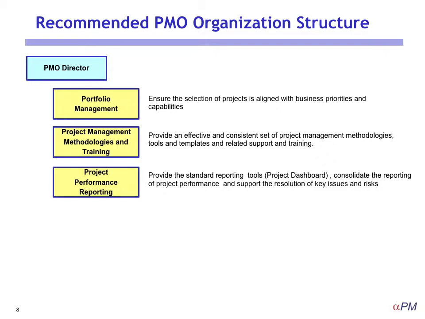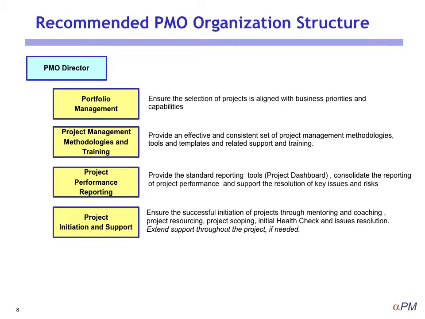and risks. So the PMO is not just going to be reporting on projects, but where there are issues, they're going to play a major role in helping to resolve those issues and risks. The fourth of the roles of the PMO is project initiation and support. So with this role, we want to ensure the successful initiation of projects through mentoring and coaching, project resourcing, project scoping, initial health check, and issues resolution.